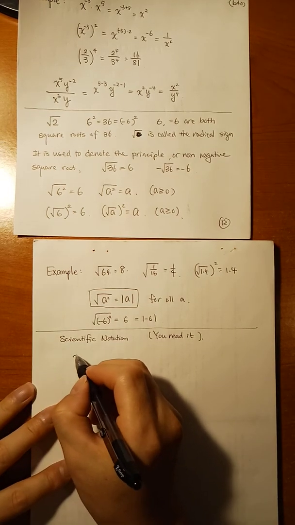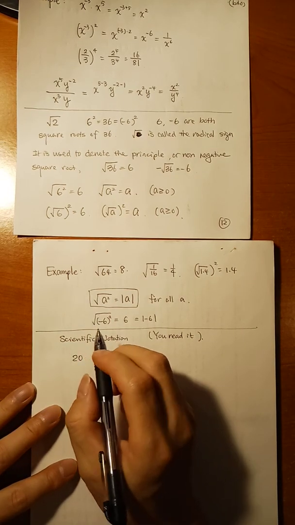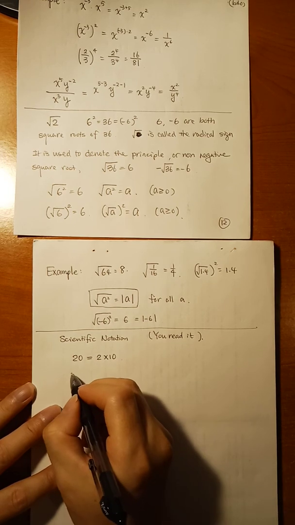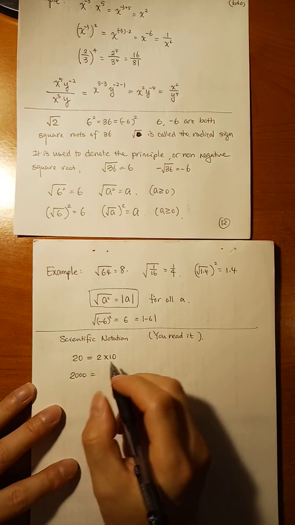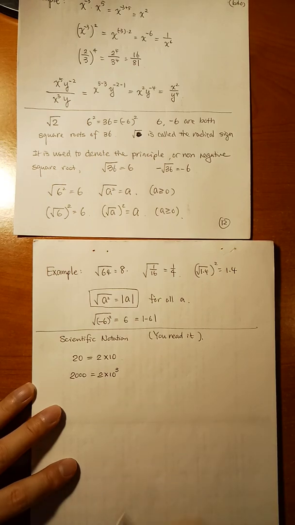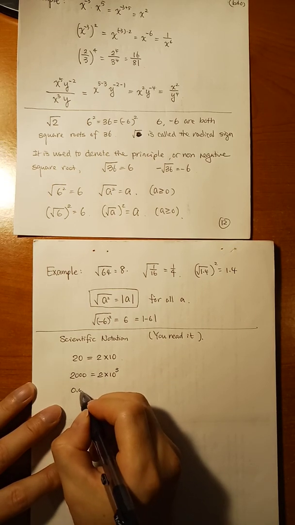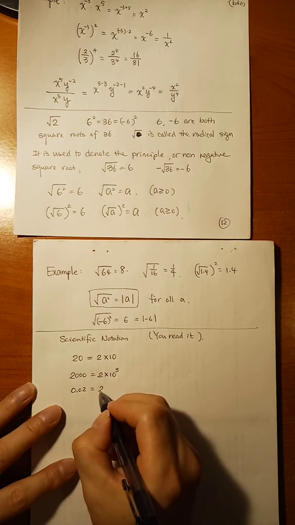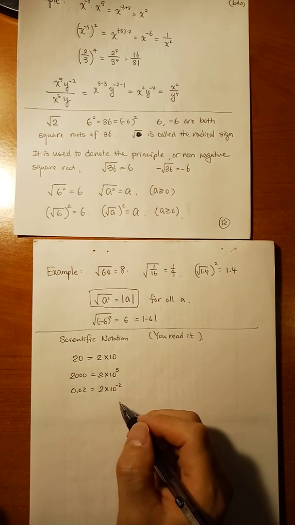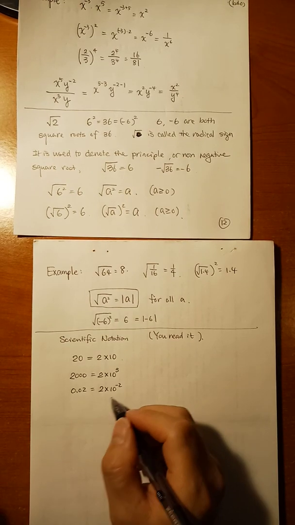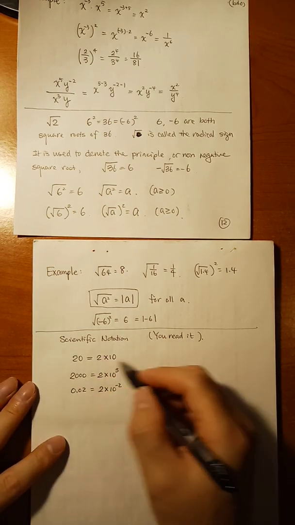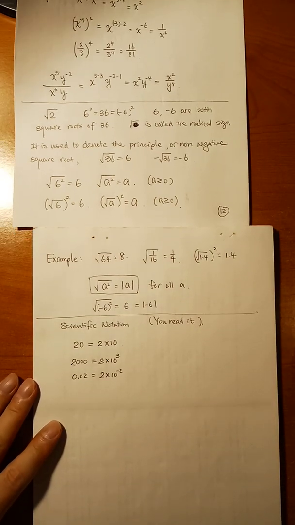Basically, it's this way. If you have 20, you will write it like 2 times 10. If you have 2000, you will write 2 times 10 cubed. 10 cubed is 1000, something like this. Or if you have 0.02, you write 2 times 10 to the negative 2, because 10 to the negative 2 is 0.01, so times 2 is 0.02. Whatever. So you read this part. It's not long.